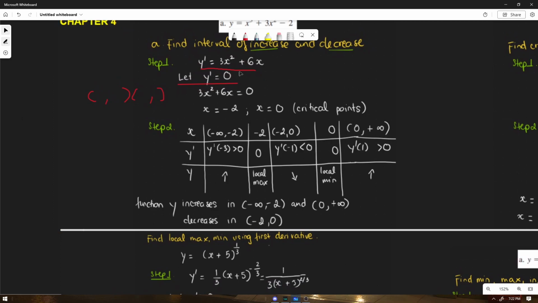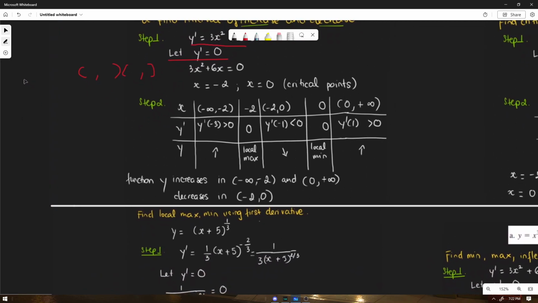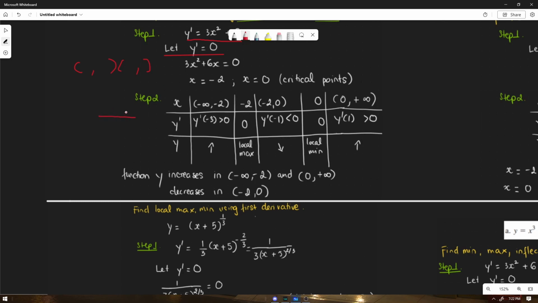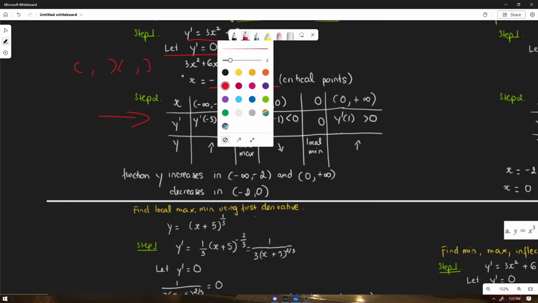So after you've done step 1 to find the x's, we're going to go to step 2, which is making this table over here, where x is at the top, y prime is below, and y is here. You get the point. So we're going to write down from left to right. First, you put the 2 points that we got from here into the middle. And whatever is around it, because we want to know if it's going up or down, the local min or max, we have to figure that out with the y prime.